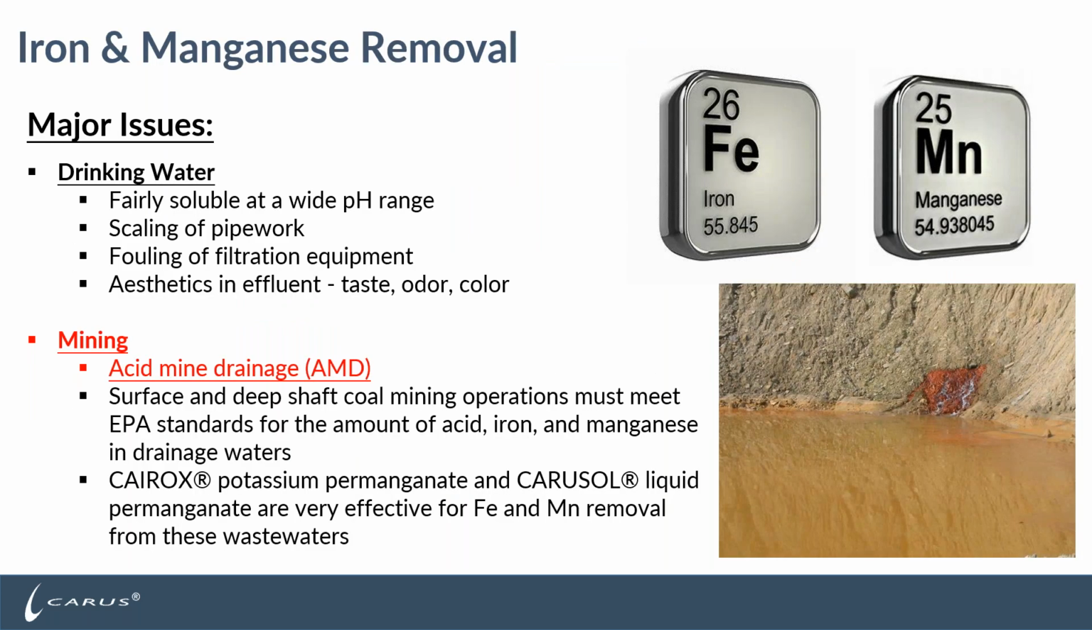So we'll move on now and look more closely at iron and manganese removal. These metals don't pose a specific toxicity risk, but they do have issues in potable water treatment, such as scaling of pipe work, fouling of filtration equipment, and also aesthetic problems like taste, odor, and color in the drinking water delivered to customer homes. In terms of mining treatment, one of the major issues is in acid mine drainage.